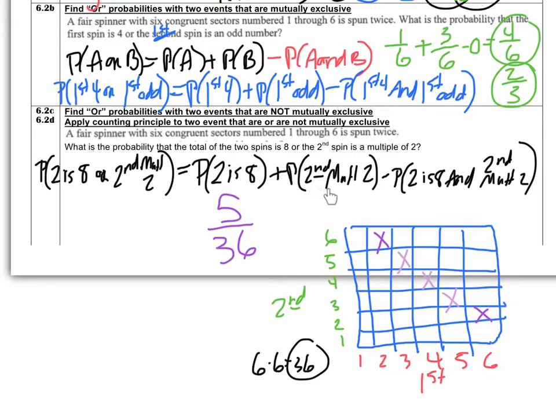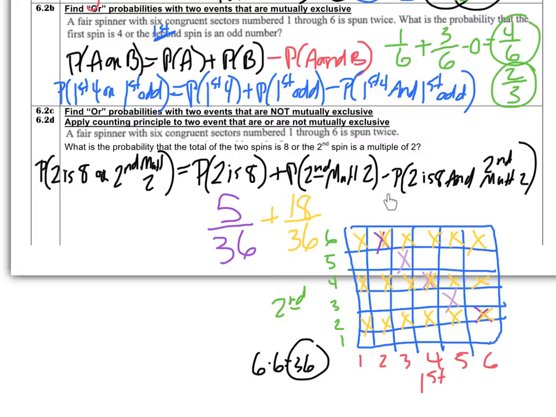Now let's look at when the second spin is a multiple of 2. If we look at that, a multiple of 2 would be the 2's, we could have a 4 and a 6. And if you look at that, we're going to end up having 18 out of 36, or 1/2, meet that requirement.